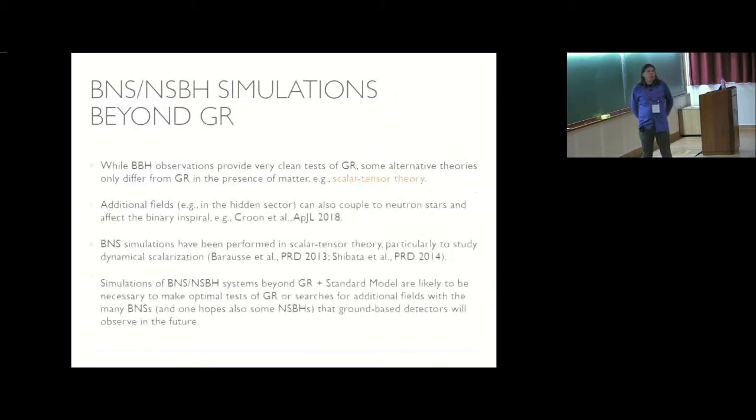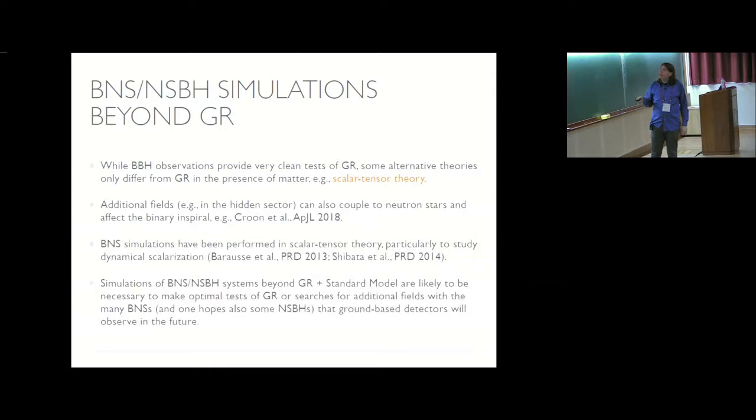Finally, you might also want to do simulations beyond GR, not just with binary black holes, but also binary neutron star systems. Particularly, there are things like scalar-tensor theory, where binary black holes are exactly the same, but if you have binary neutron stars or neutron star-black hole systems, you get some differences. People have done some simulations in this theory. I think this is something else to look at in the future. Also, there is the idea of hidden fields coupling to the neutron stars.